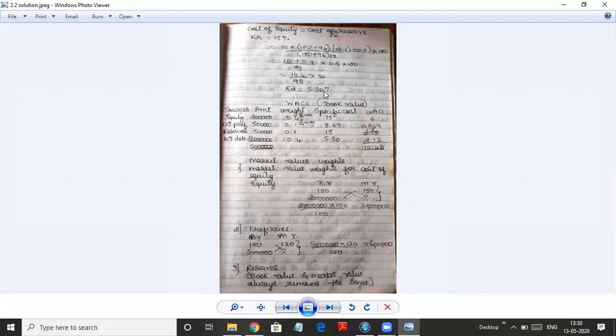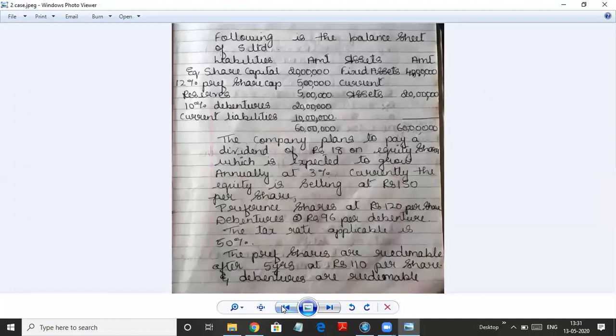So first we do all these working notes. We find all the cost of equity, cost of debt, cost of preference, and cost of retained earnings. Now we can put it in the weighted average table. So source, we have equity, preference, reserves, and debt. Amounts are given in the question, that is in the balance sheet. Whatever is the value, we take that. So equity 20 lakh, preference 5 lakh, reserves 5 lakh, debentures 20 lakh.